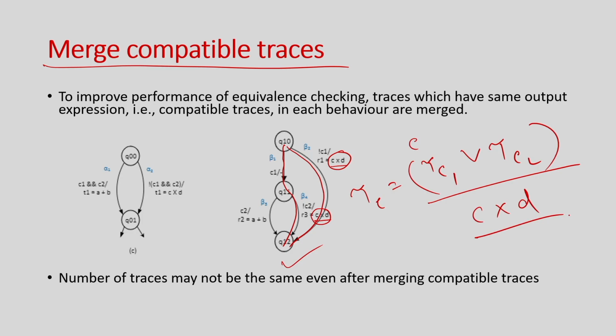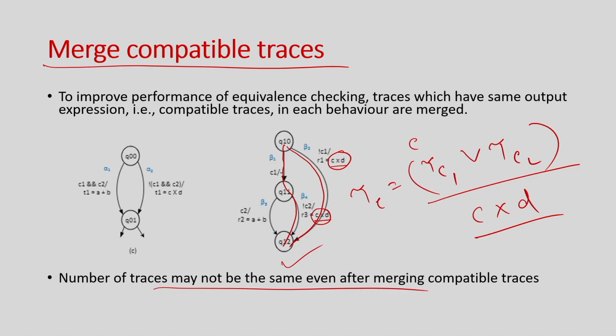This is the first thing I am going to do, and we found that this is very important, otherwise the complexity of your equivalence checking will grow. We found many cases of this kind of compatible traces because of the conditional transformation. You can find the compatible traces and merge them into one. This is the first step, but we found several scenarios where the number of traces does not become the same for both programs even after merging.